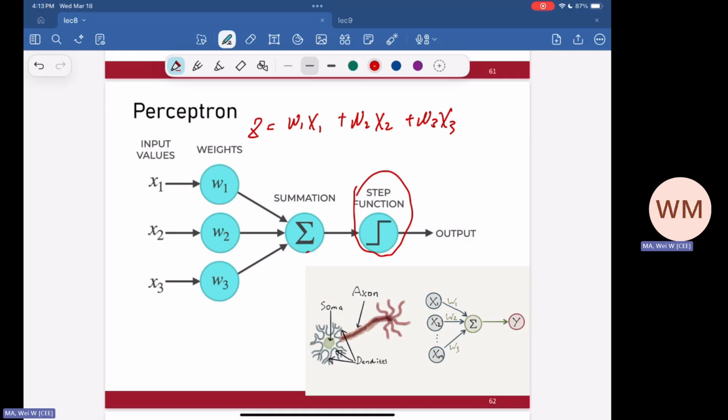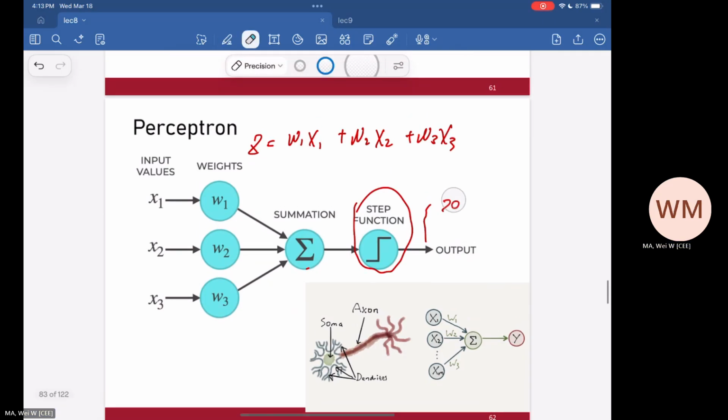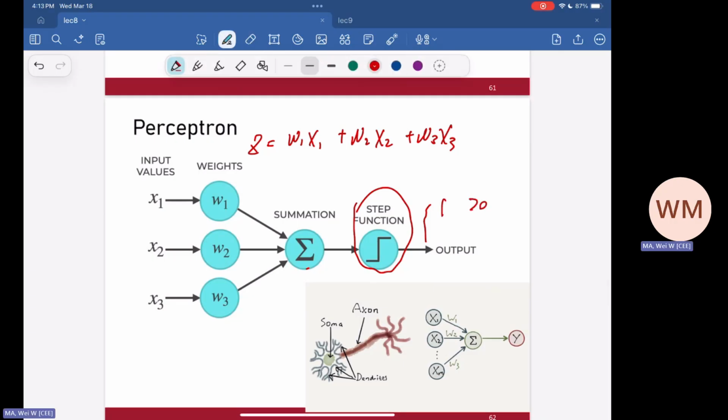The step function here is a very simple one. Basically the step function says that if the sum is greater than 0, the output is 1, and it's 0 if smaller than or equal to 0. That's it. It's just an if-else. Positive, output 1. Negative or 0, output 0.